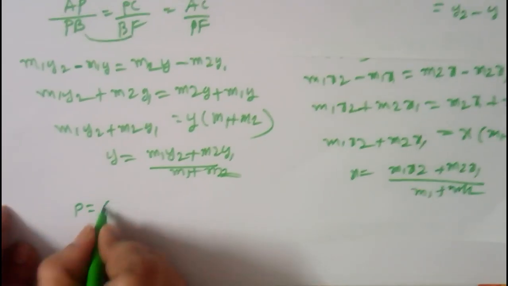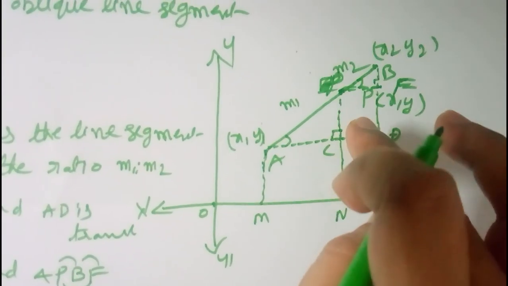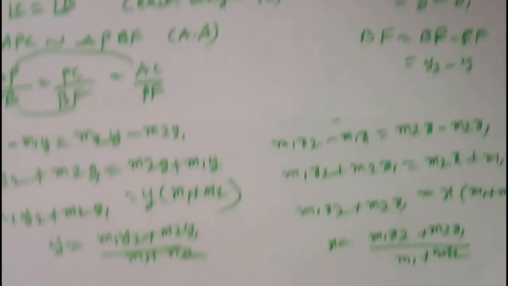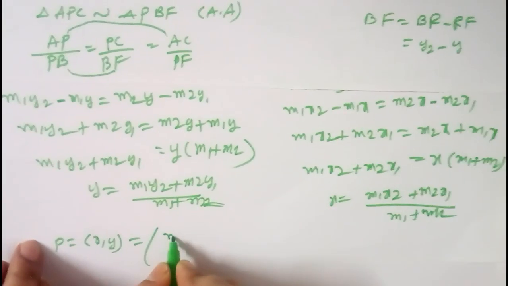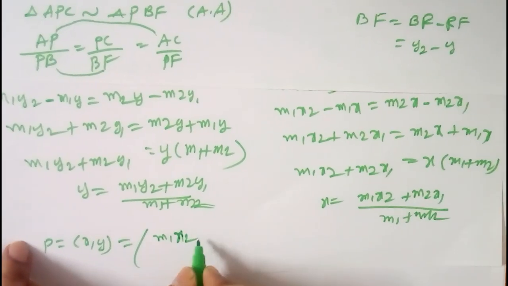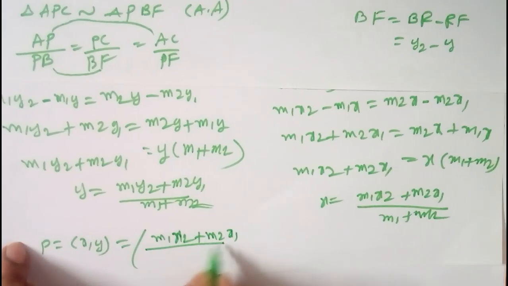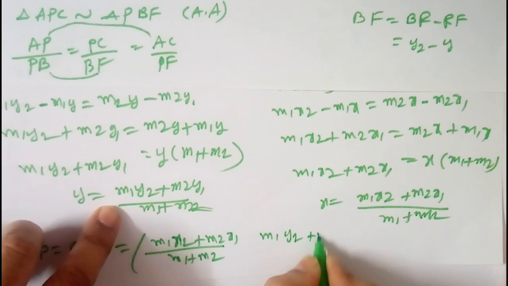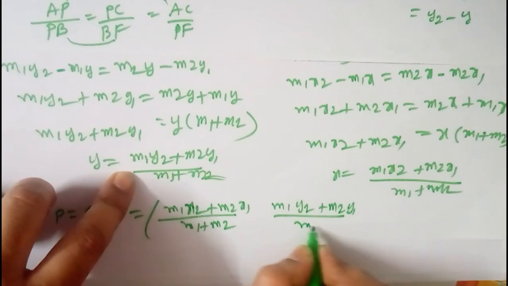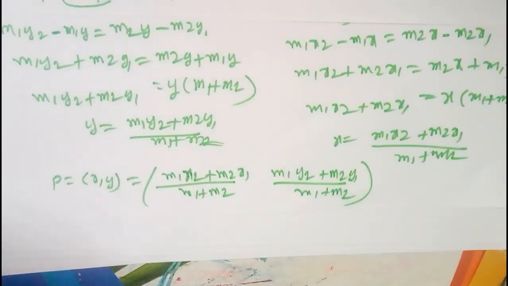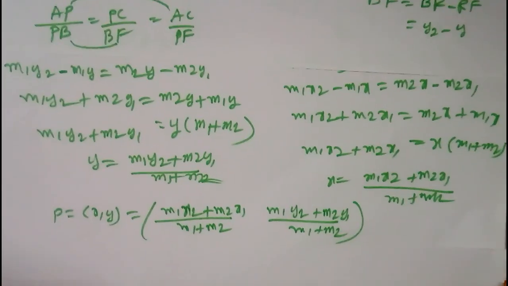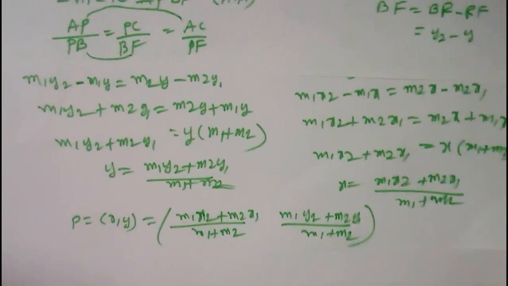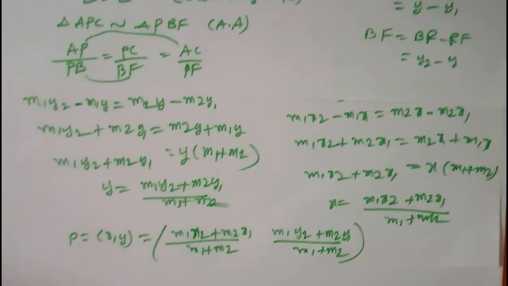Now the point P is equal to X comma Y. The point P divides the line segment AB in the ratio M1 is to M2. Then the point P X comma Y is equal to M1 X2 plus M2 X1 by M1 plus M2, M1 Y2 plus M2 Y1 by M1 plus M2. This formula is called section formula. We can use it to divide the line segment in the given ratio. Application part we will see in the next class.